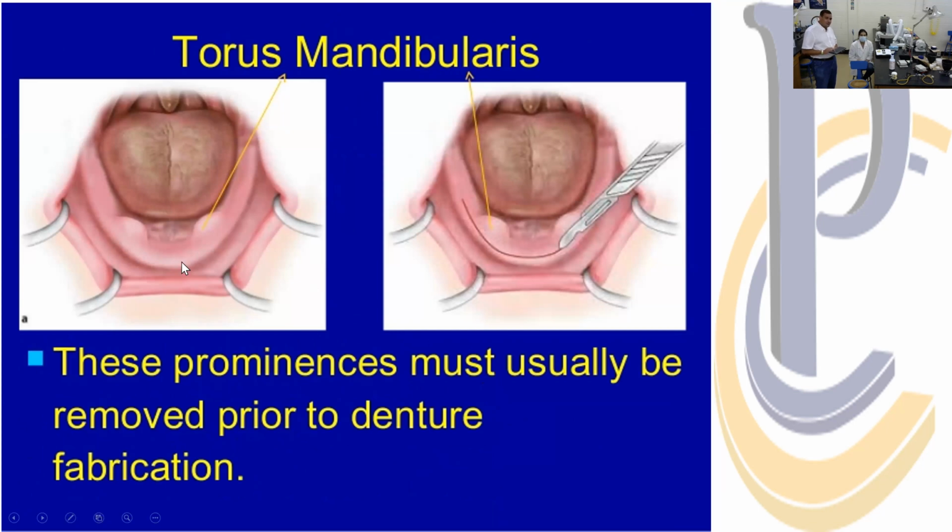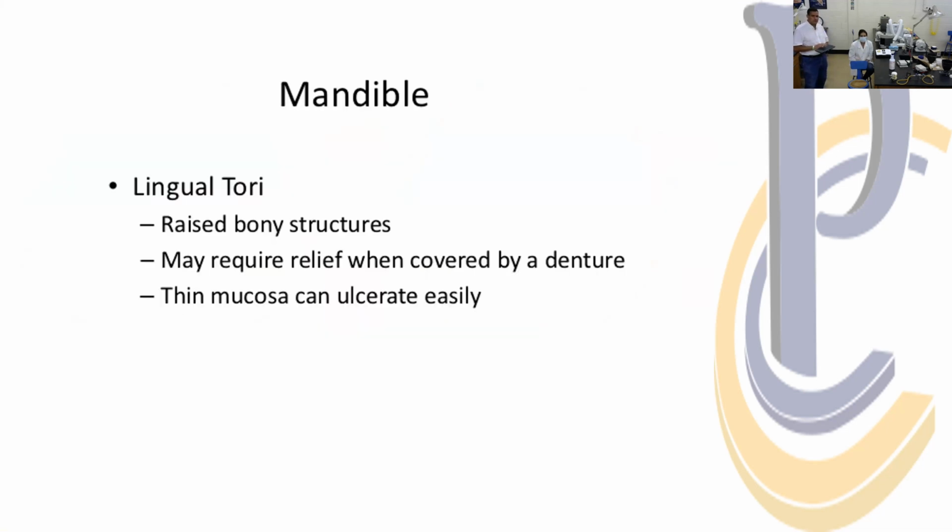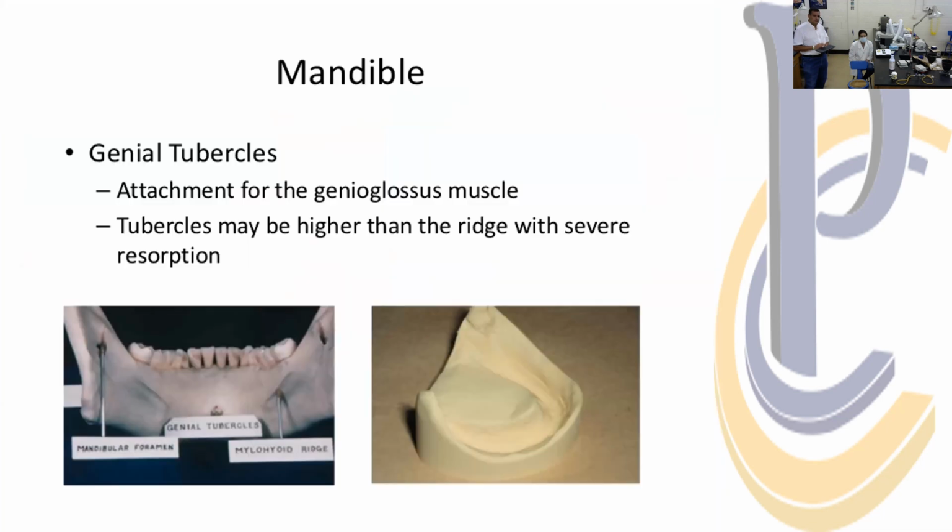Sometimes people have extra bone. On the lingual side, they call it torus mandibularis because of the extra bone. Some people have it, like the torus palatinus on the top. They have extra bone, and sometimes you need surgery to cut it. And this is surgery to cut the torus mandibularis. And the genial tubercle is the attachment of the muscle here.